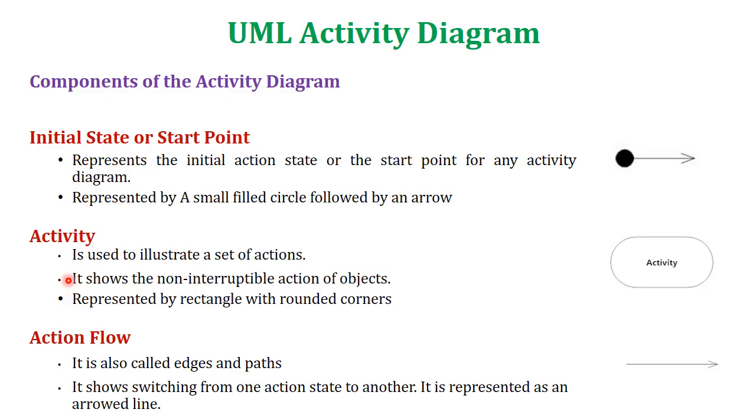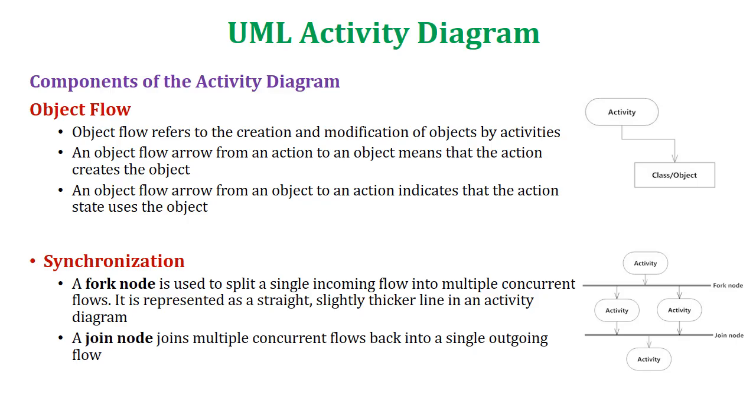And next one is the activity. It is used to illustrate a set of actions. It shows the actions of the objects. It is represented by a rounded rectangle. And next one is the action flow. It is also called edges and paths. It shows the switching from one action to another. It is represented by an arrow line.